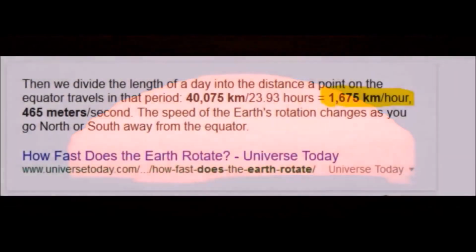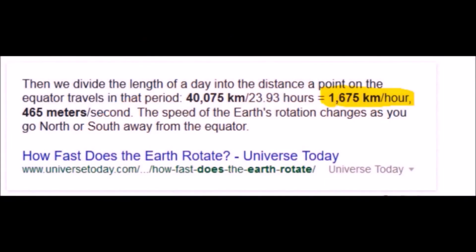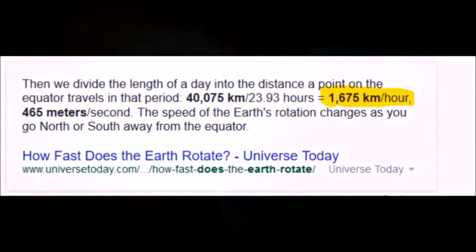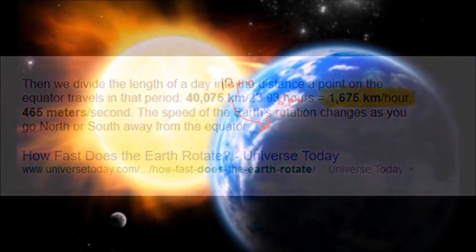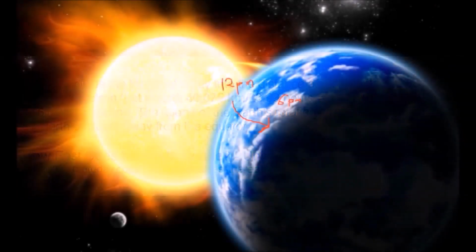The Earth is rotating at about 1,675 kilometers an hour. Depends on where you are, though. It's faster toward the equator. Now, to make the math work, we would need to convert those kilometers to miles. This would be about 1,041 miles per hour. It's pretty fast.